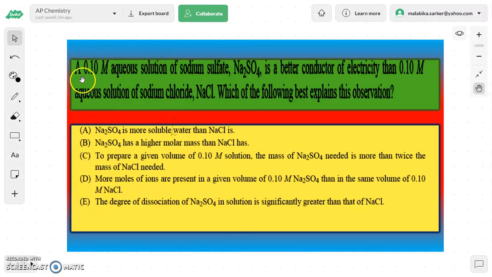The question is: a 0.10 molar aqueous solution of sodium sulfate, Na2SO4, is a better conductor of electricity than a 0.10 molar aqueous solution of sodium chloride, NaCl. Which of the following best explains this observation?